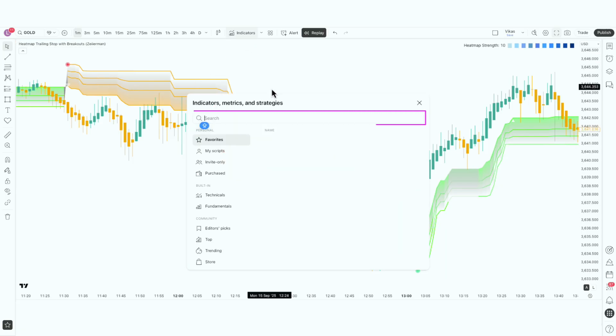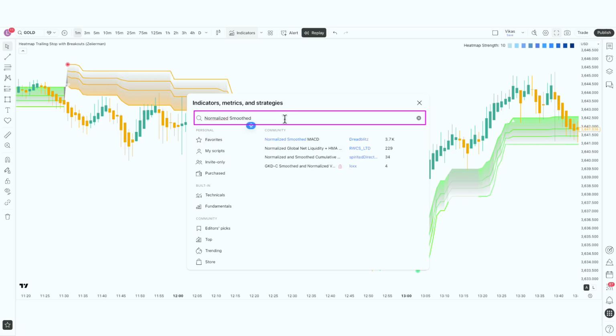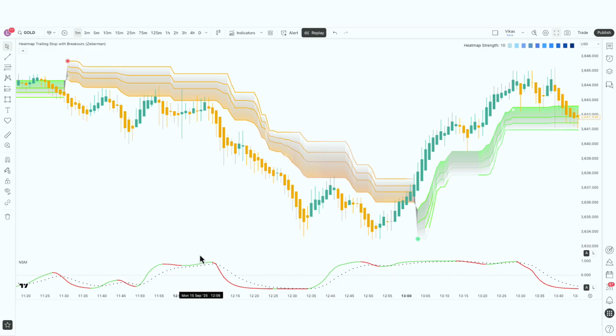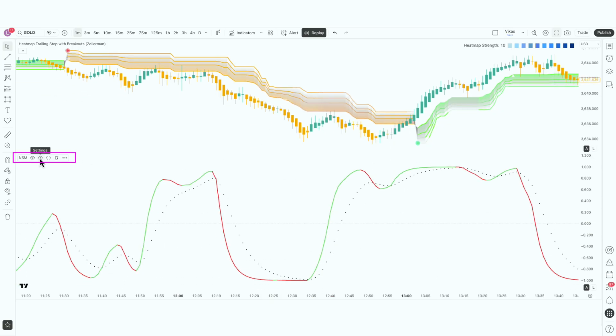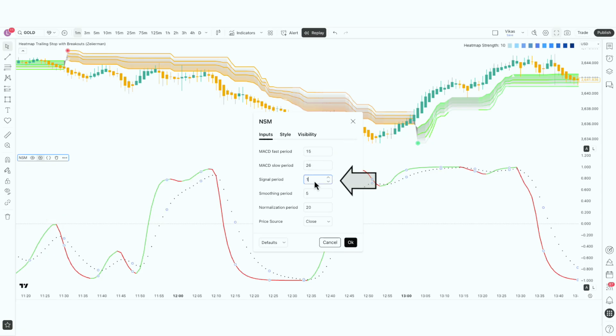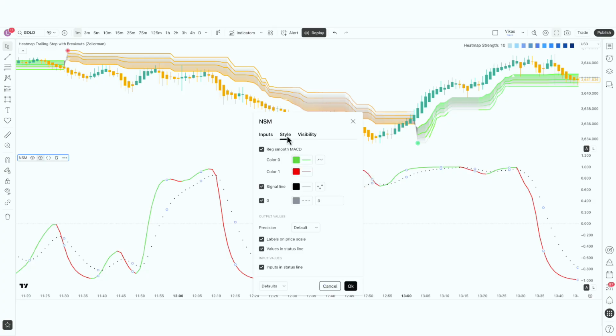Let's go to the Indicator Search tab and search for the Normalized Smoothed MACD and select this one called Normalized Smoothed MACD Indicator, created by Drea D. Blitz. Now let's access the settings of this indicator so we can modify it to suit our strategy. We change MACD fast period 12 to 15, and after change signal period 9 to 13, and after signal line option cross to line. And here everything is fine after that.